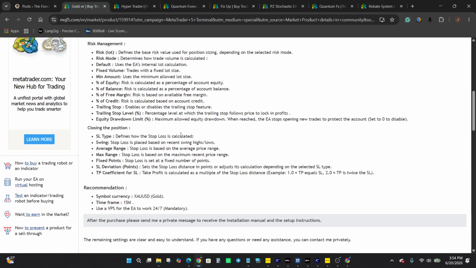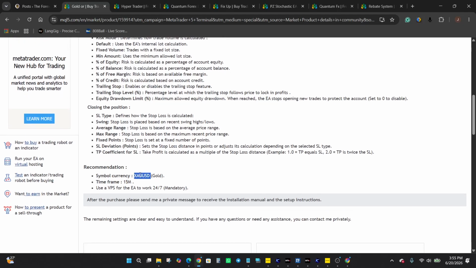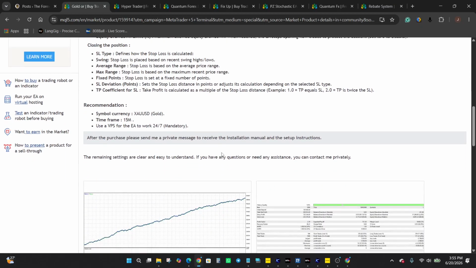For position management, the EA offers multiple stop loss calculation methods. These include swing based levels, average range calculations, maximum range calculations, or fixed point stop losses. The take profit target is then calculated using a configurable coefficient relative to the stop loss distance. Now, the developer recommends using this EA on XAUUSD with the 15 minutes time frame, and also notes that running the EA on a VPS is mandatory for continuous operation. All right, so now let us move over to the historical backtesting section.